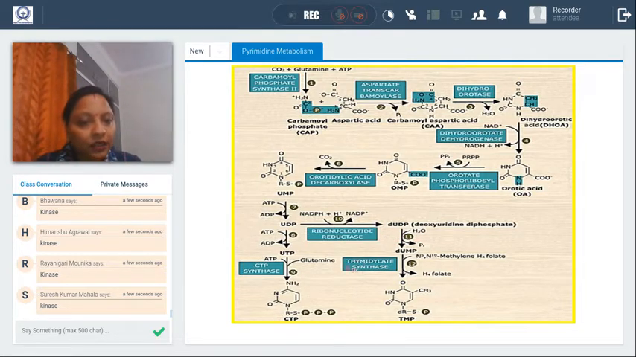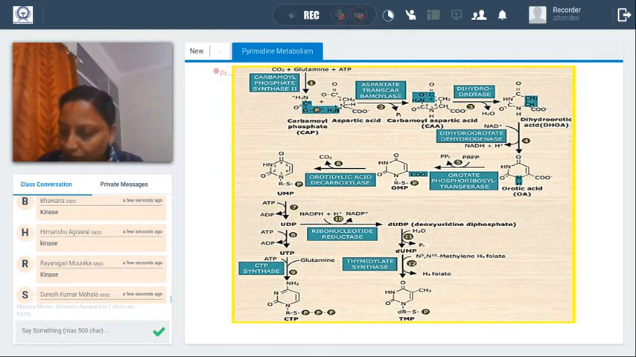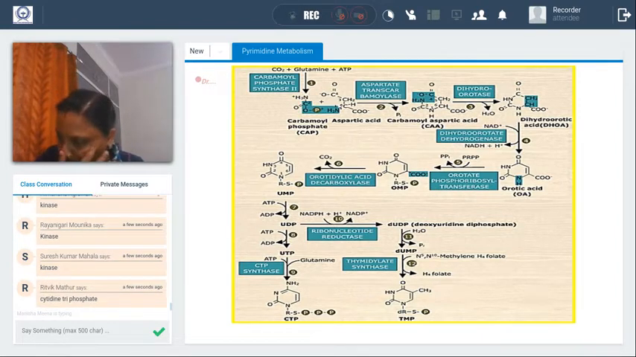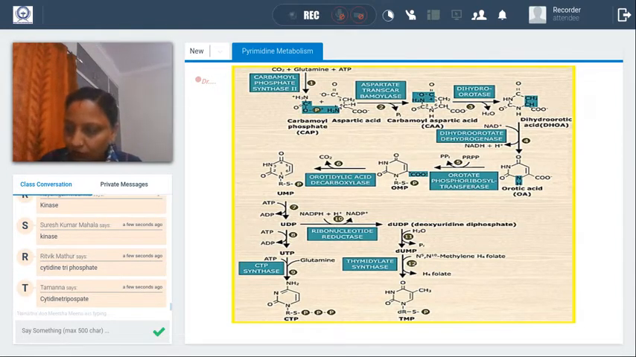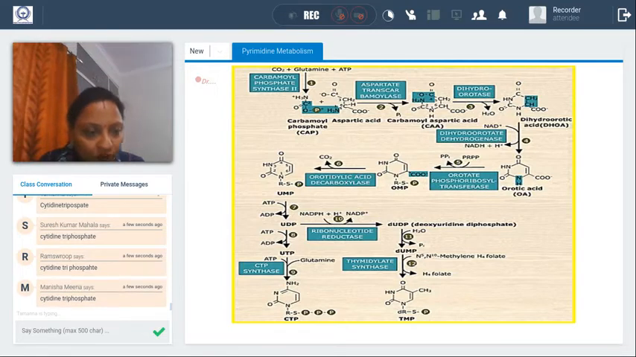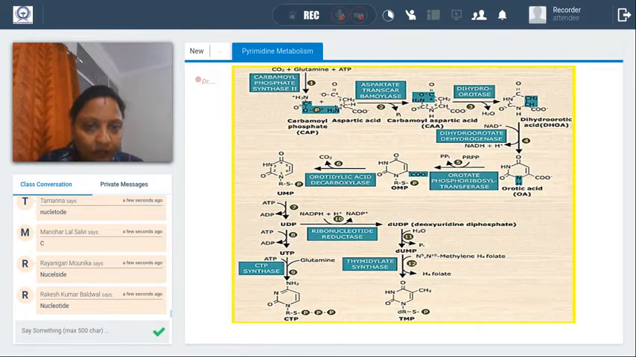Next, from UTP we can get CTP by the enzyme CTP synthase or synthetase. Here glutamine is added and we get CTP. What is CTP? Please write in the box what CTP is. Cytidine triphosphate. Is it a nucleoside or a nucleotide? Yes, it is a nucleotide.